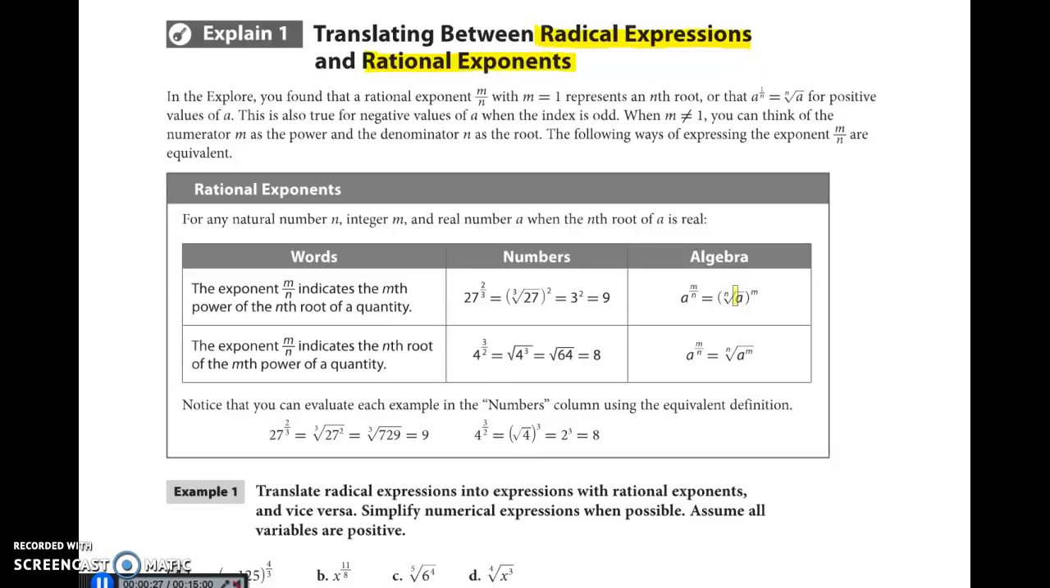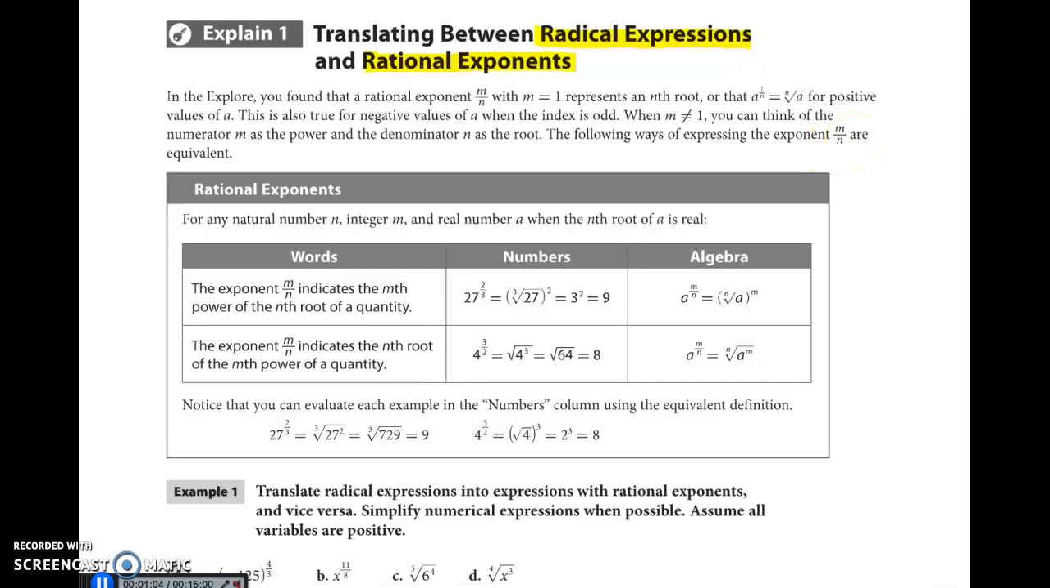It says, in the Explore, you found that a rational exponent of m over n with m equal to 1 represents the nth root, or that a to the 1 over nth power equals the nth root of a for positive values of a. This is also true for negative values of a when the index is odd. So when m does not equal 1, you can think of the numerator m as a power and the denominator n as the root. The following ways to express the exponent m over n are equivalent.